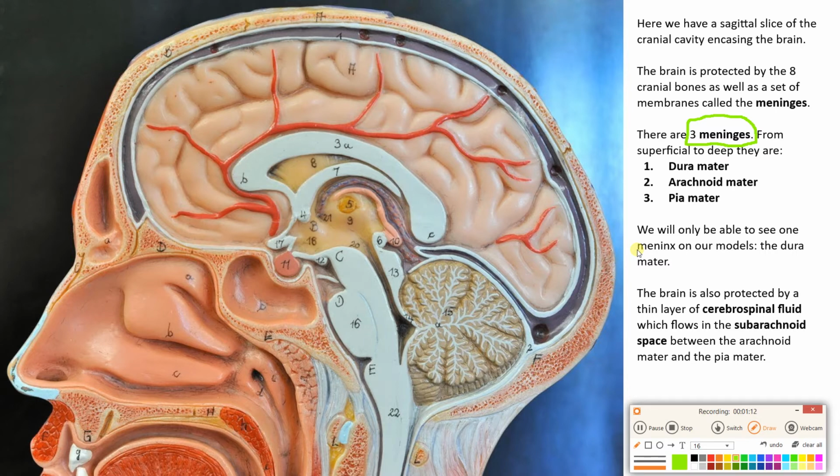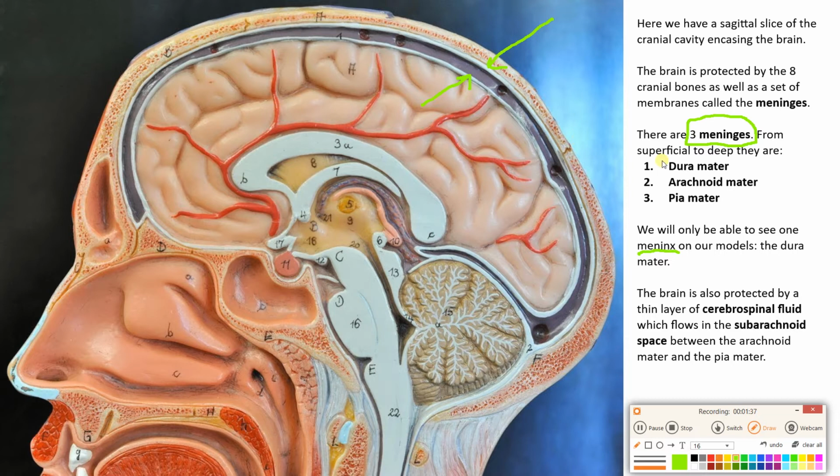When we look at models, we're only going to see one of these meninges, okay? The only meninx, the singular of meninges is meninx, that we're going to see is the Dura matter. It actually has 2 layers that we can see here. Layer number 1 is that white line right there. Layer number 2 is that white line right there. More about them in a moment.